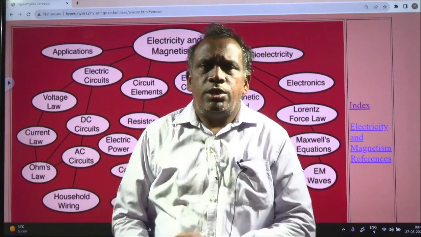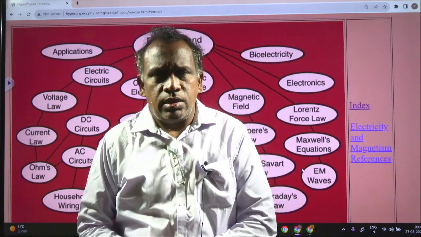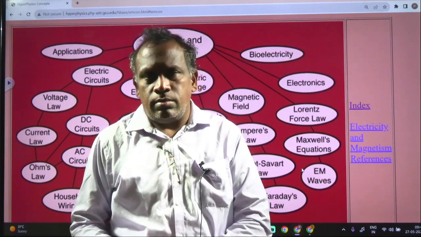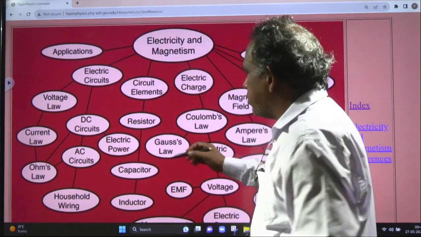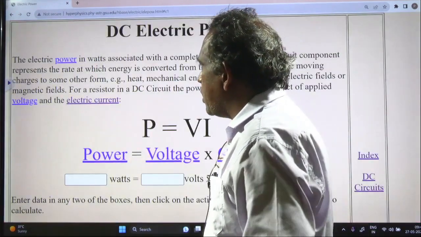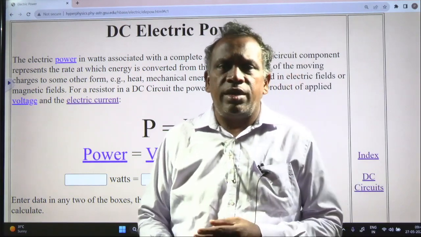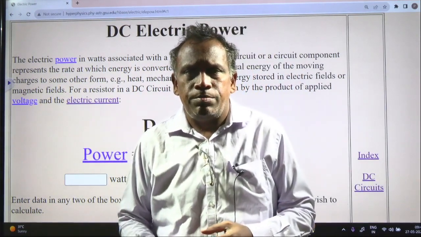IIT-JEE NEET Foundation. See, today's topic is electricity. In physics, electricity, electric power. Electric power is nothing but the rate of work done. The rate of electrical work done is called electric power.